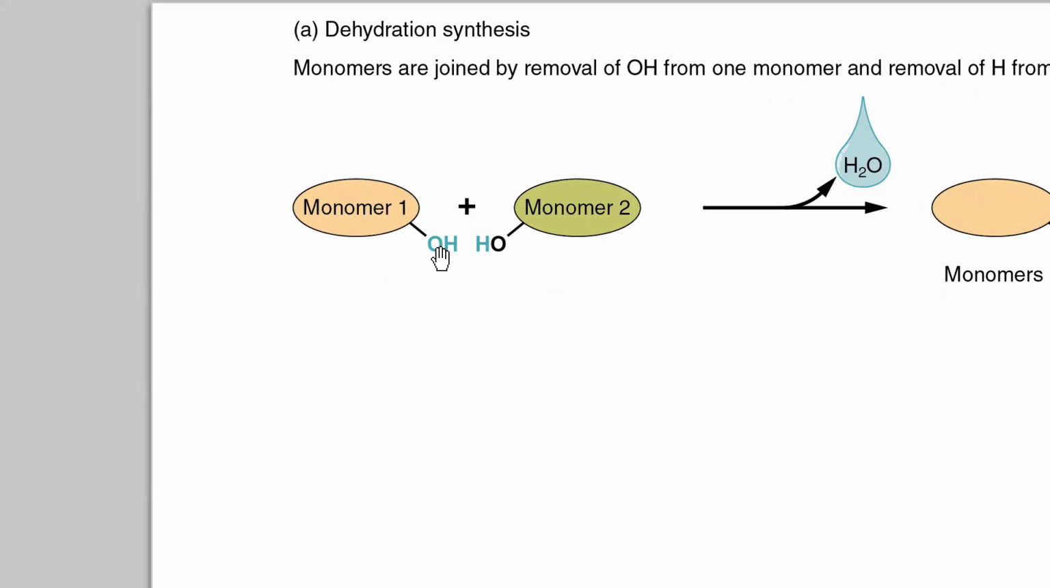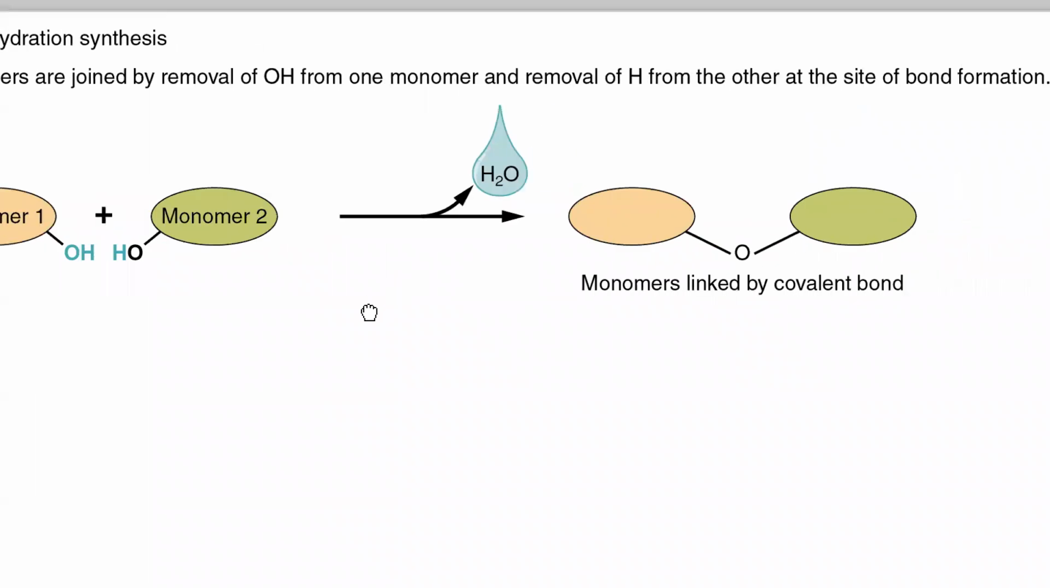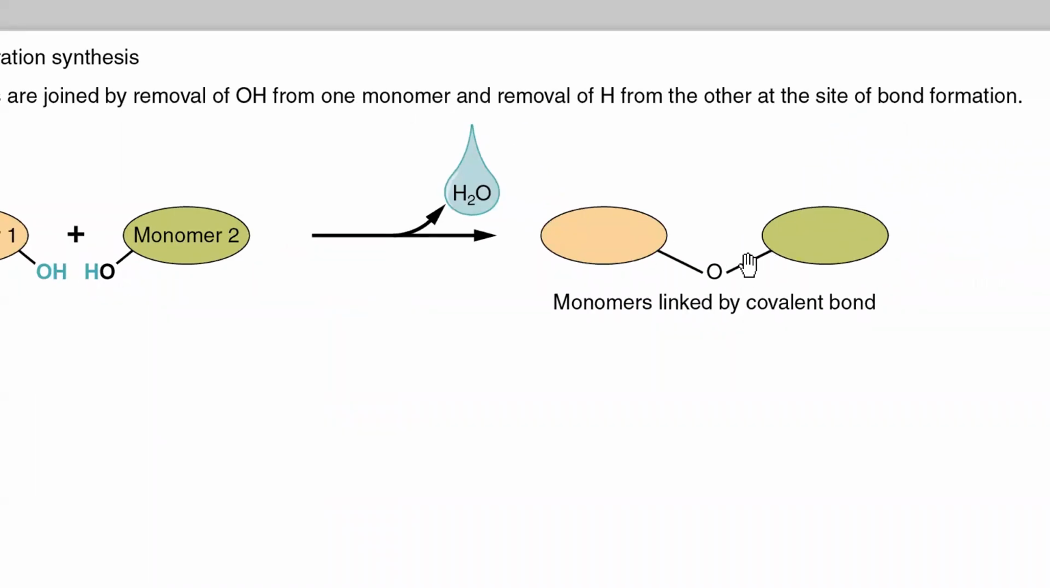So if we have these monomers, we want to join them together, they're going to have to give up these atoms that are highlighted in blue. And then the result is that now they are linked. Now we have part 1 and part 2 linked and they started forming a chain, okay? In the process, a water molecule is released. That is why we call this dehydration.